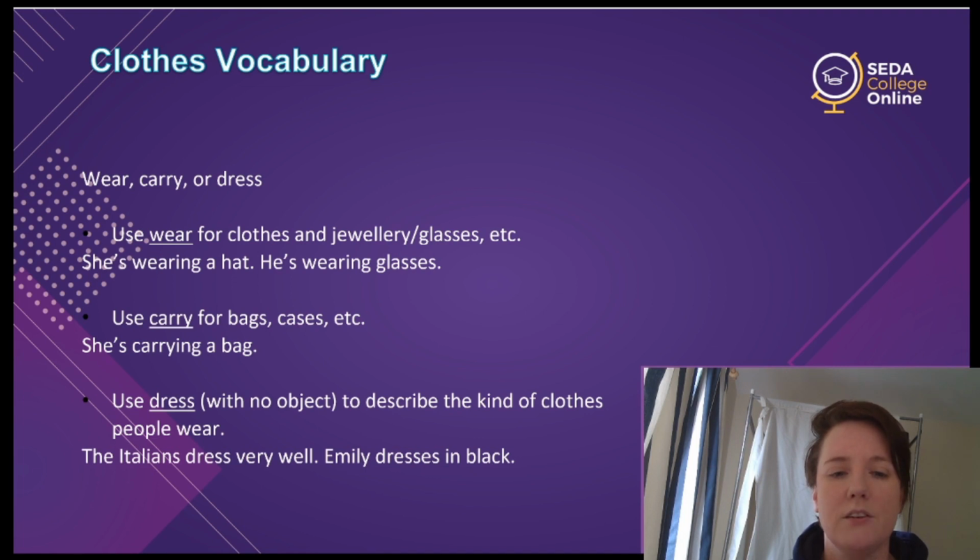Okay, we use dress with no object to describe the kind of clothes people wear. Okay, the Italians dress very well, which is true. They dress better than the Irish. Emily dresses in black. You could say any colour for this. I just chose black there. So for these ones, we use dress but no object after each one. Okay, so that's the 3 verbs: wear, carry, and dress.